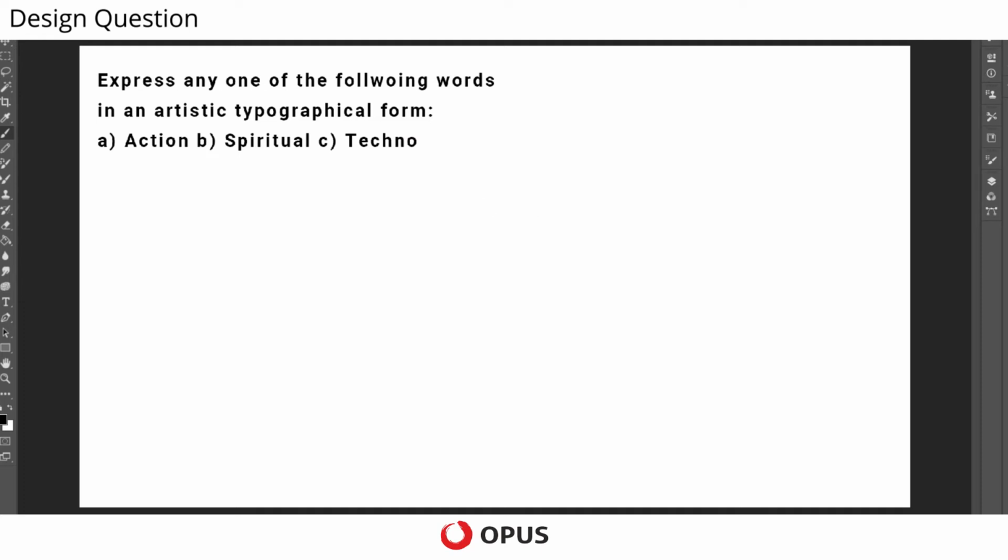Today we are going to solve this question which states: express any one of the following words in an artistic typographical form. So suppose I select this word, action. Now if we write the word action like this, it is mainly called plain writing.